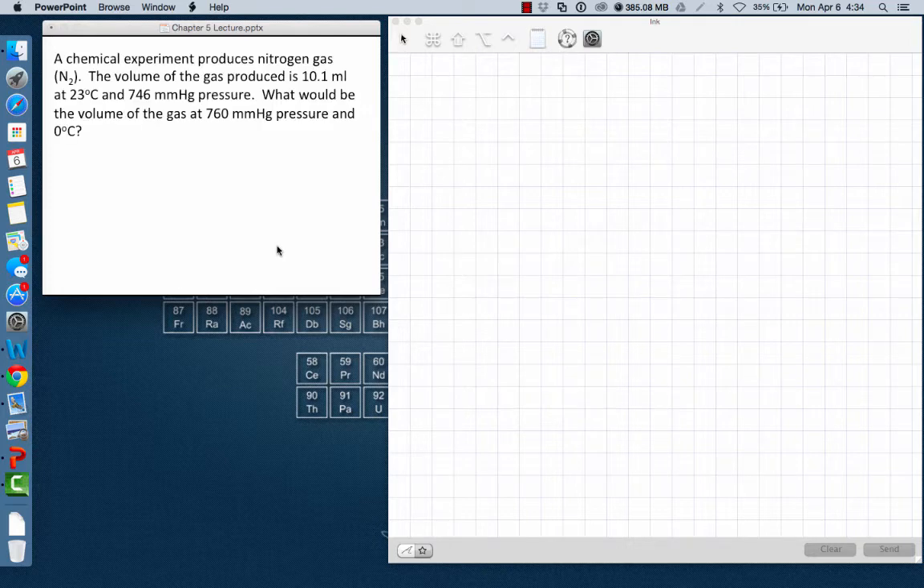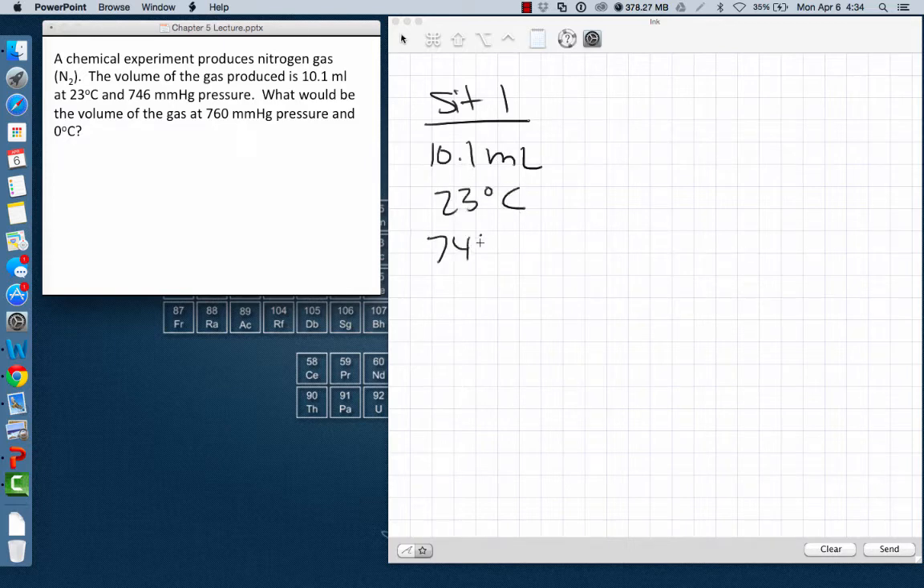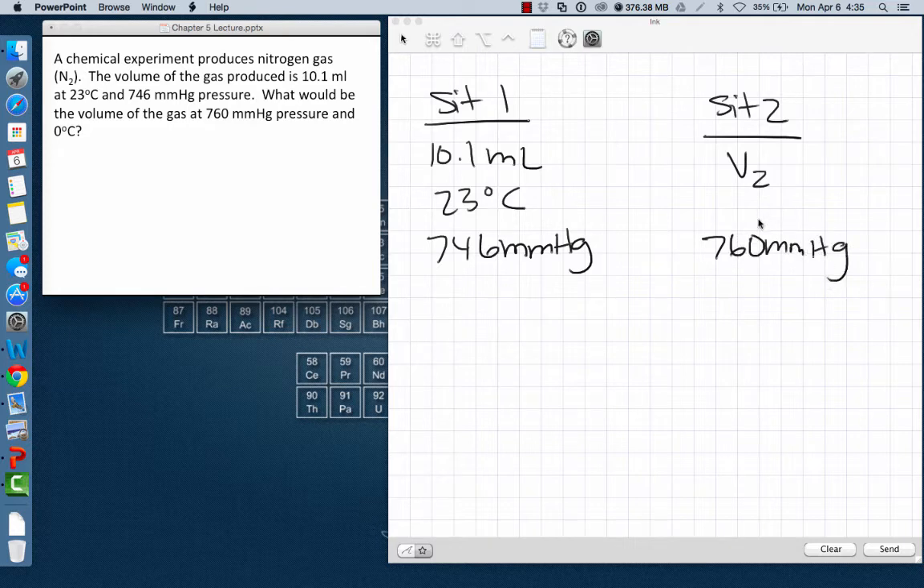Okay, so we have nitrogen gas. The volume of the gas produced, we'll say this is situation 1, is 10.1 milliliters. We have 23 degrees C, and we have 746 millimeters of mercury. That's the pressure. Okay, so situation 2, what would be the volume of the gas? So we're looking for V2 at 760 millimeters of mercury and 0 degrees C.